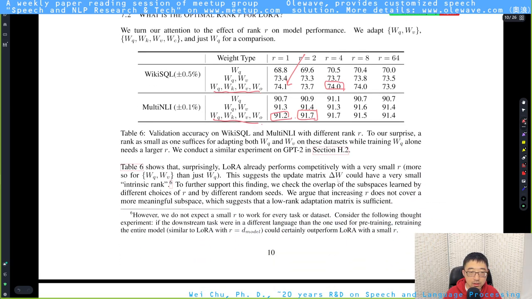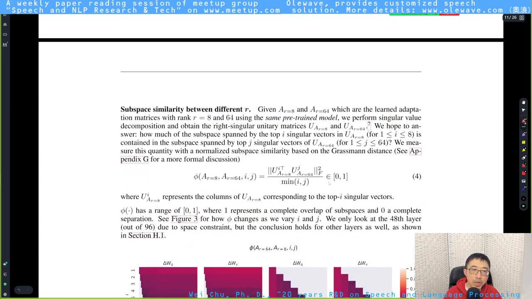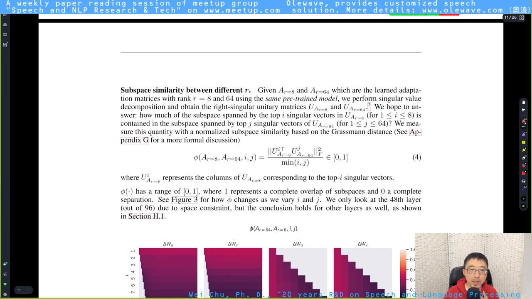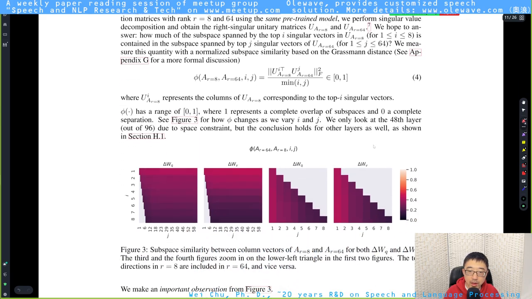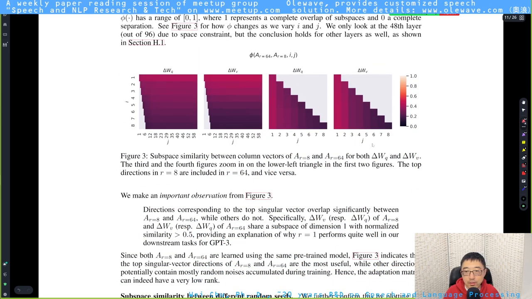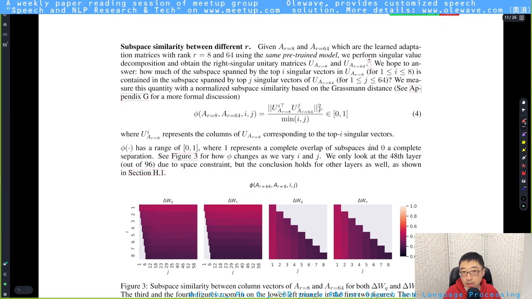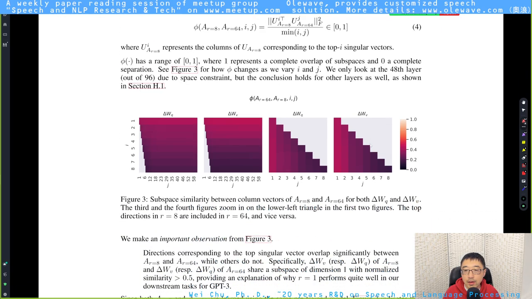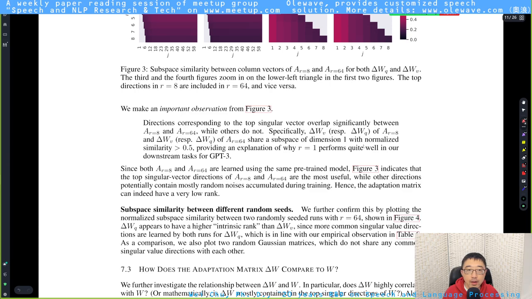section H, right? They also played with something called subspace similarity between different R. I personally think I did not fully understand this section yet, so I would just not go into this. It's also because we're running out of time. But what they're trying to say was, they're saying that they found something like this.